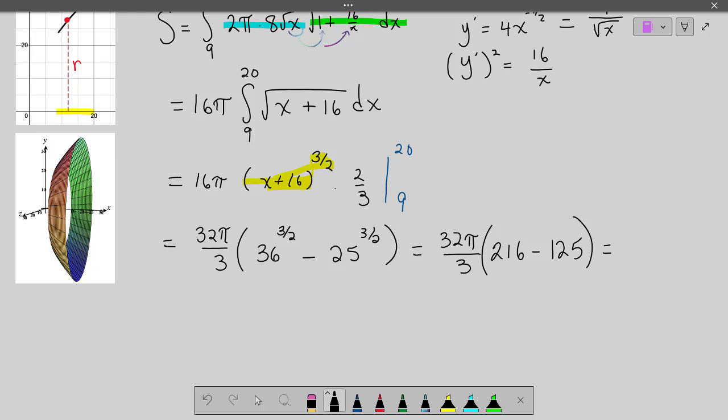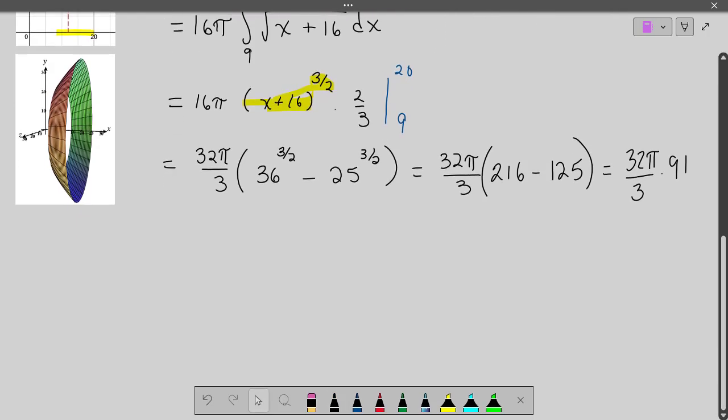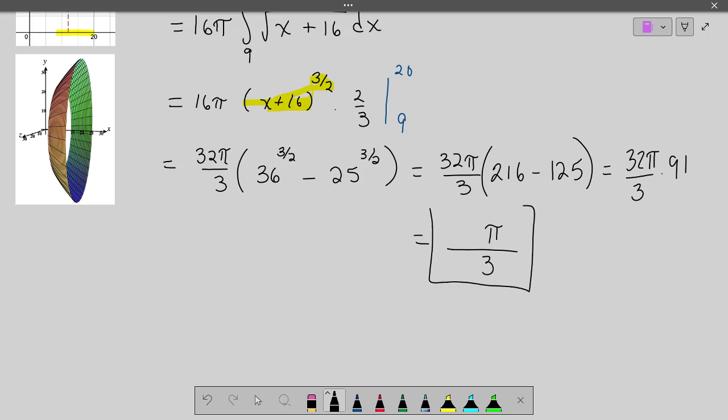They're going to agree with that. 125 minus 16 is... so it's 216 minus 125, 91. So we're going to have 32 pi over 3 times 91. Unfortunately, the 3 doesn't divide in, so somebody has to tell us what 32 times 91 is. 2,912.